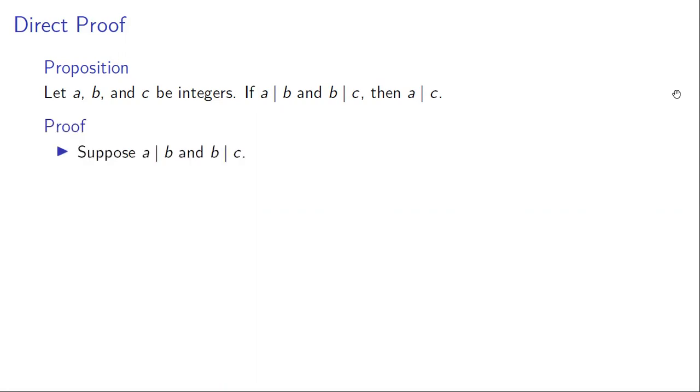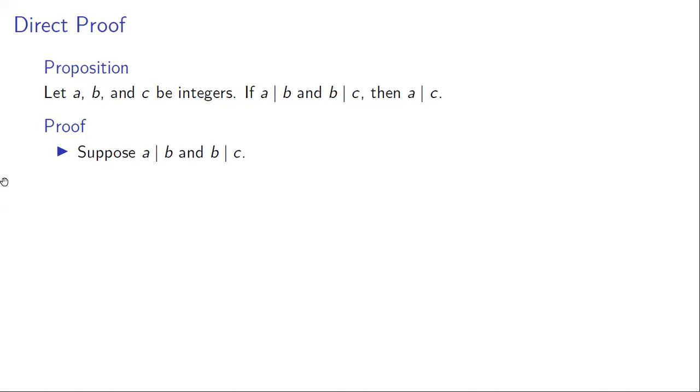So here we're going to do a direct proof. As usual in a direct proof, we start by supposing that the if part is true, and our goal is to show that the then part must be true as well, that the if part forces the then part to be true. In other words, the last line of the proof, we expect it to be something like, therefore a divides c. That's our goal. So we're starting with: suppose a divides b and b divides c. Now, what does that tell us?